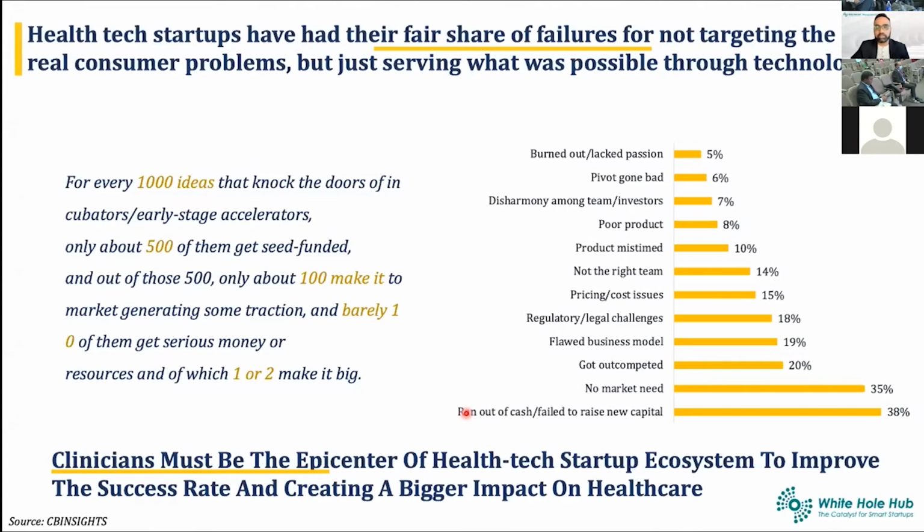So that's one of the reasons why I'm here today with you. With this audience where we have doctors who are going to be doctors in future, they need to step up and be a part of this ecosystem. Otherwise, most of these startups will not see the light of day.